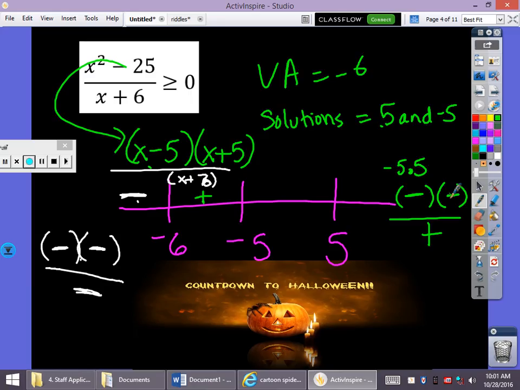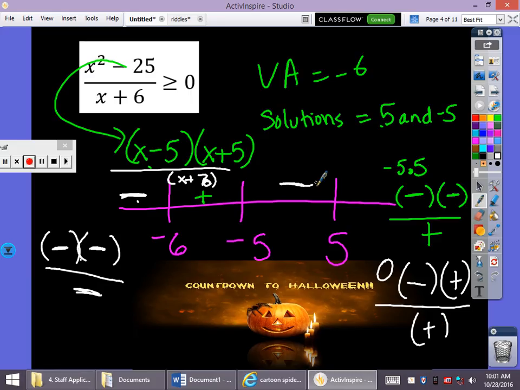All right, give me a number between -5 and 5. 0. Okay, 0 minus 5, negative. 0 plus 5, and 0 plus 6, positive. Do I have an even or an odd number of negatives? Odd, so it's negative. Negative times a positive is a negative, divided by a positive is a negative. Everyone's still with me? Okay. No? Okay.